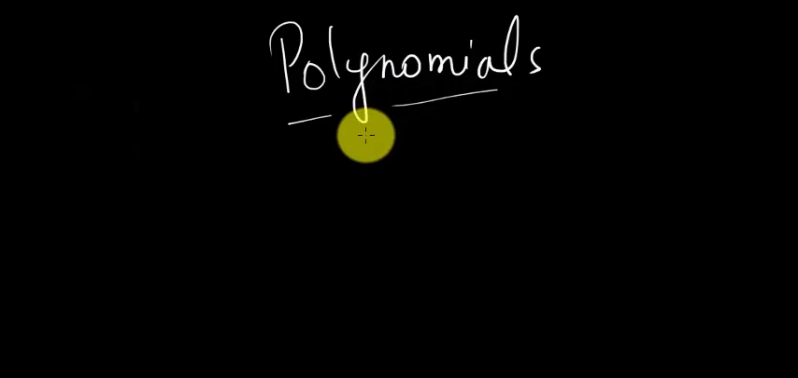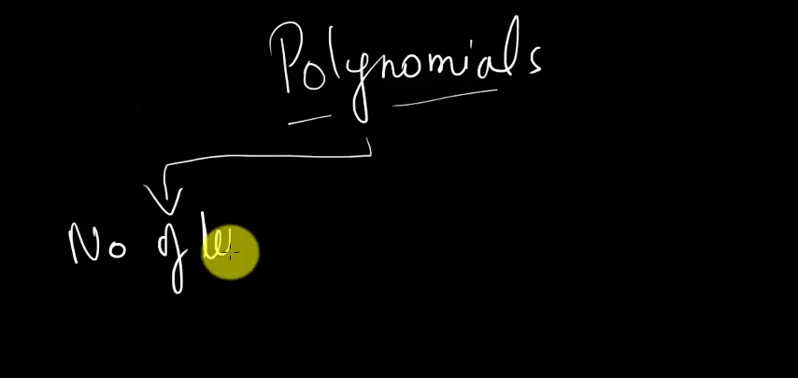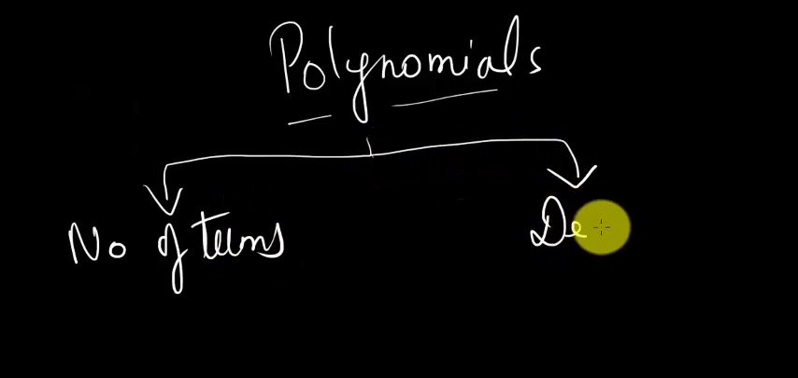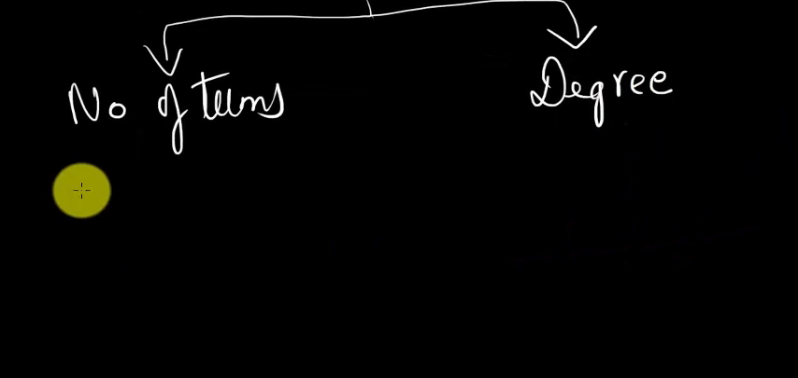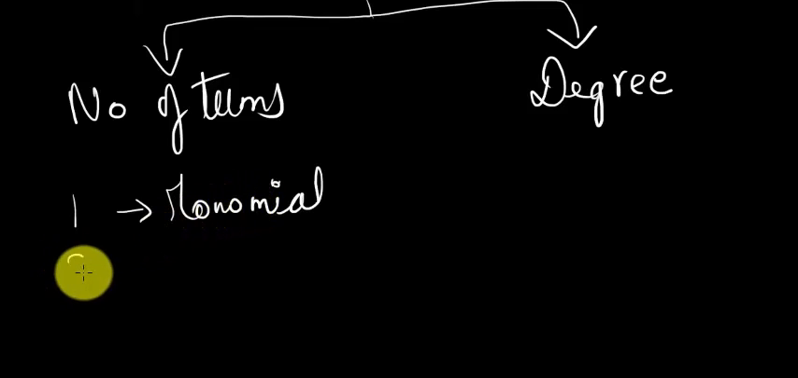One is based on the number of terms, and the other classification is based on the degree of the equation. Now, what's the classification based on the number of terms? If the polynomial has one term, then we call it a monomial, isn't it? Before I used the word monomial, you had no idea what I was talking about, right? Now suddenly it comes back to you.